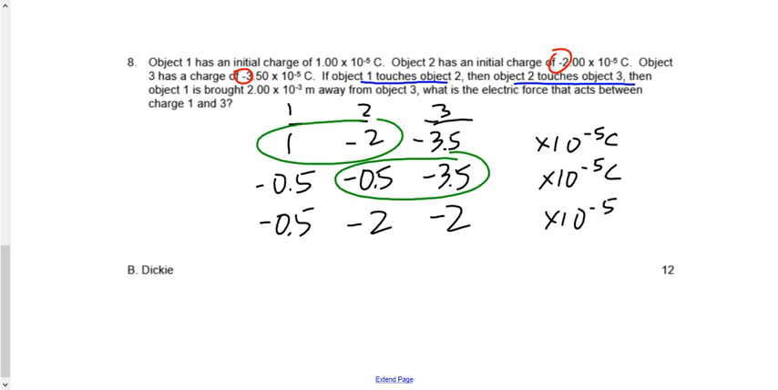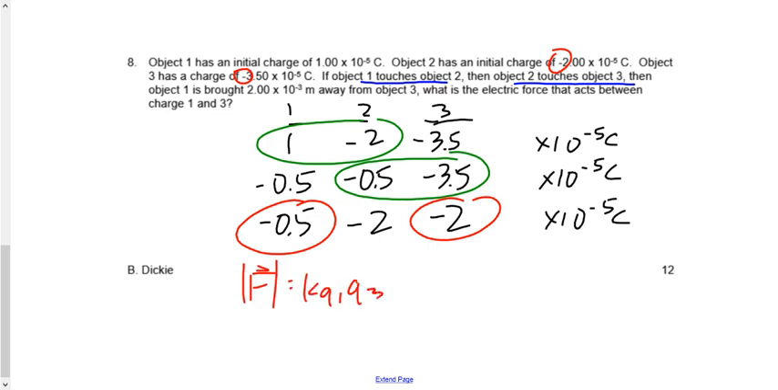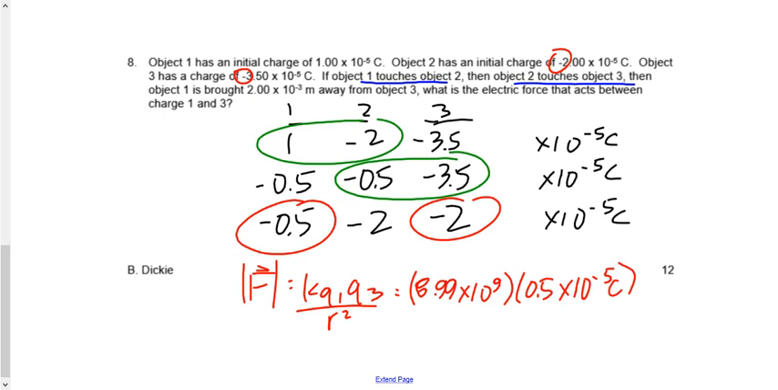And now we want to find the force between 1 and 3. So the force between this guy and this guy. Now it's easy, right? F is equal to k Q1, I'm going to say Q3 because we're dealing with the first charge and the third charge, over r squared. So we're going to say 8.99 times 10 to the 9 times 0.5, drop the sign of the charge, times 10 to the minus 5. That's not in scientific notation. 5 times 10 to the minus 6 would be scientific notation.